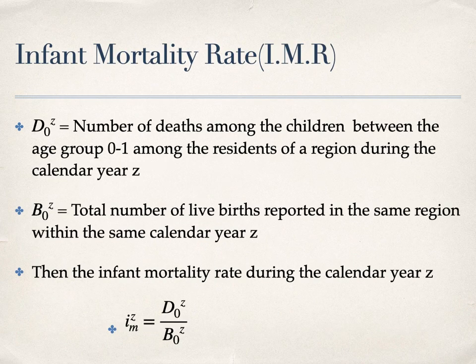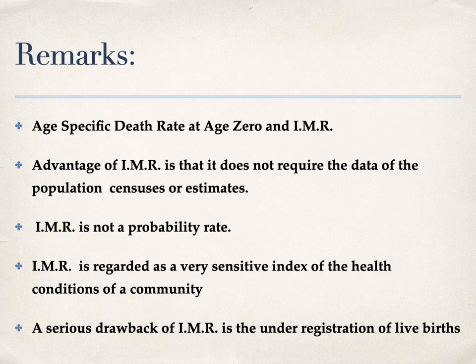Now, as I have already told, this IMR is not a probability rate, because in the numerator we consider the number of deaths of the children aged 0 to 1 who need not be born in calendar year Z, but who can face death in that calendar year. But in the denominator, it is the total number of live births. So the numerator and denominator don't have the same population. It's different. Therefore, this is not a probability rate.